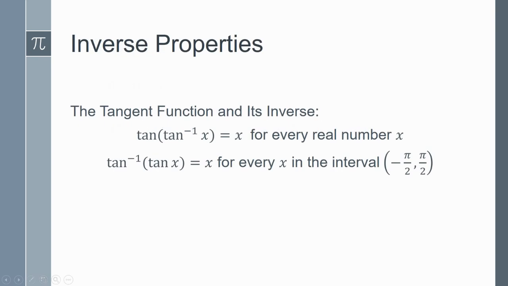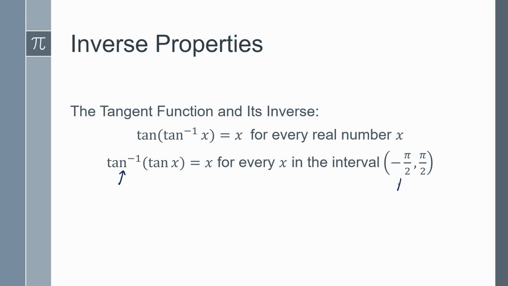All right, moving on to then tangent and its inverse. So tangent of inverse tangent of x is going to equal x for every real number x. So there is no restriction when you have tangent on the outside. Whatever that value of x is, that will just always be your answer. Okay, so then the second definition is that the inverse tangent of the tangent of x equals x, but that's only when it's in the interval going from negative pi over 2 to positive pi over 2.